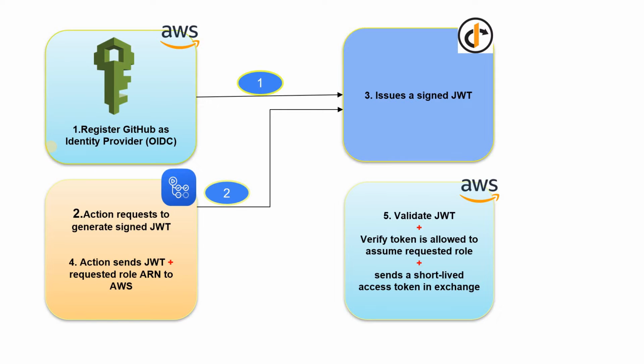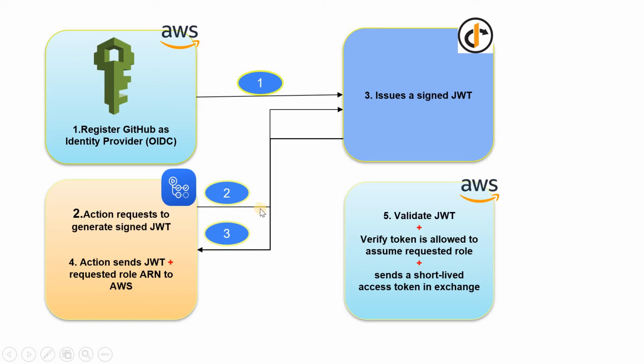So in step 2, whenever you run a workflow, you define in the workflow, this is my ARN role which is configured with the OpenID Connect configurations, and then the GitHub Actions will call that particular IAM role and request the OpenID Connect to generate a signed JWT token. Okay, then step number 3 initiates from this box, the OpenID Connect, which issues a signed JWT token, and that will be returned for step number 4.